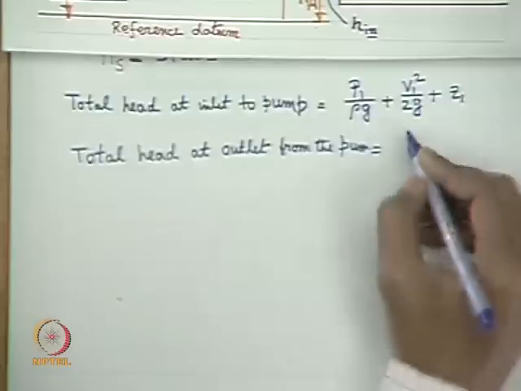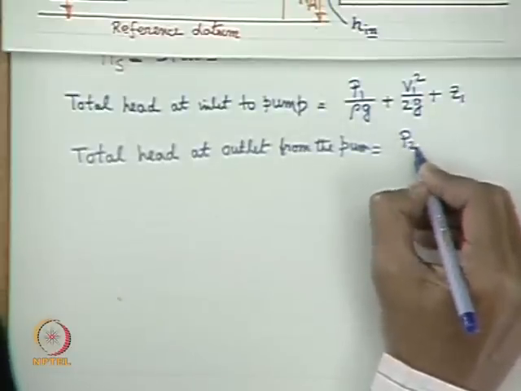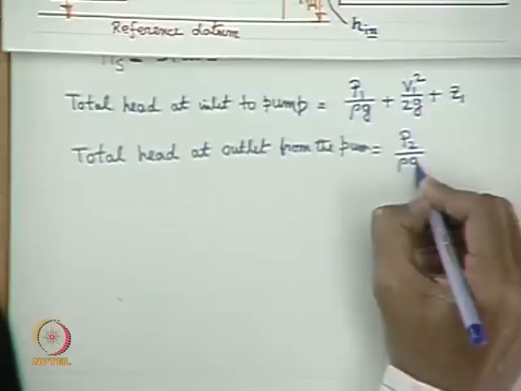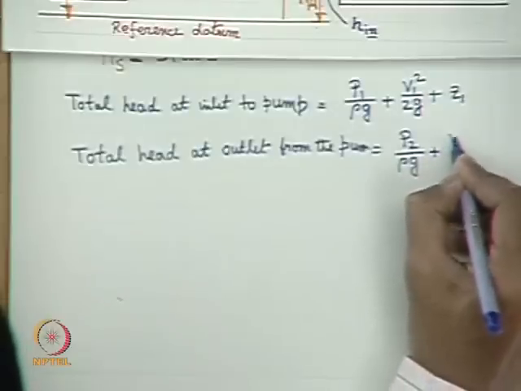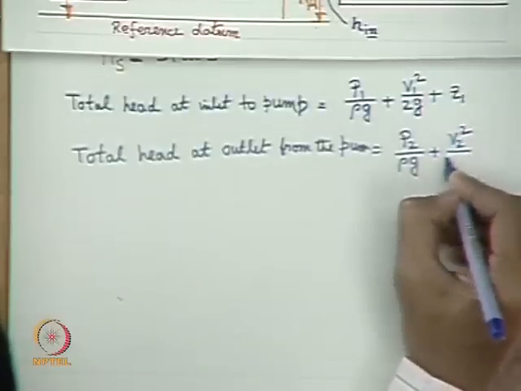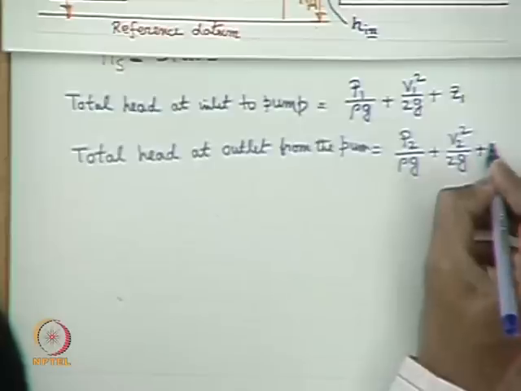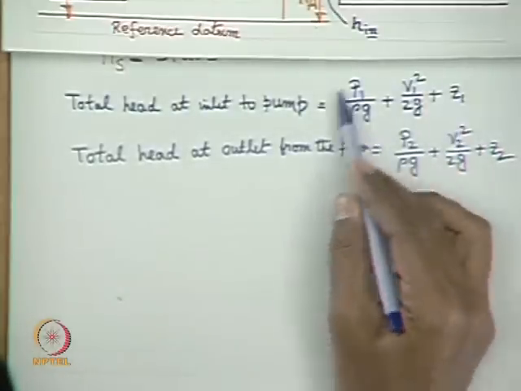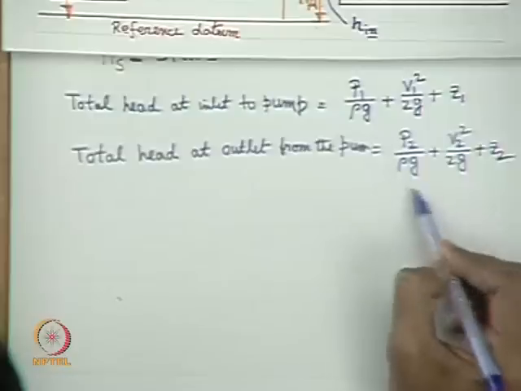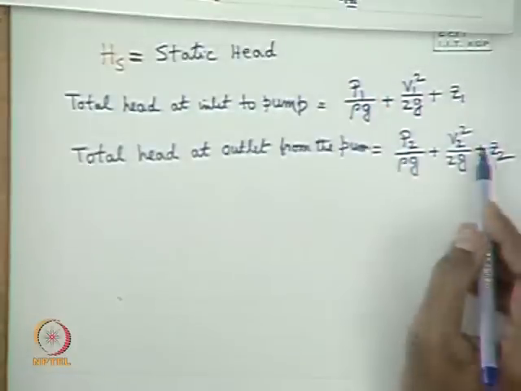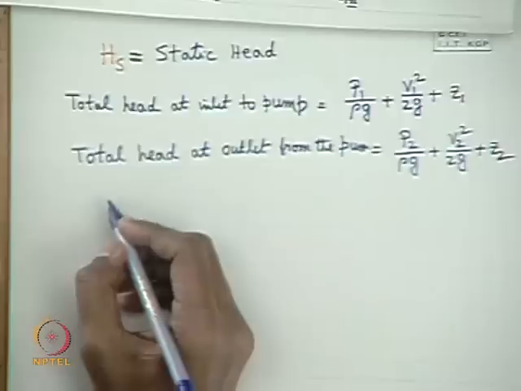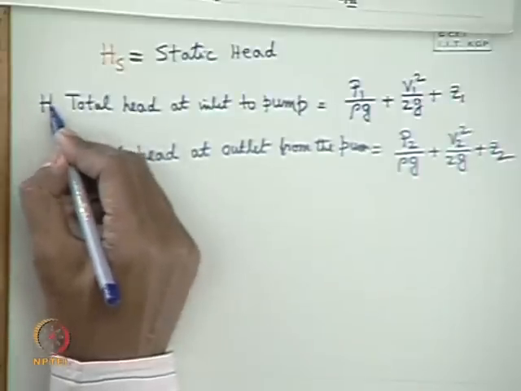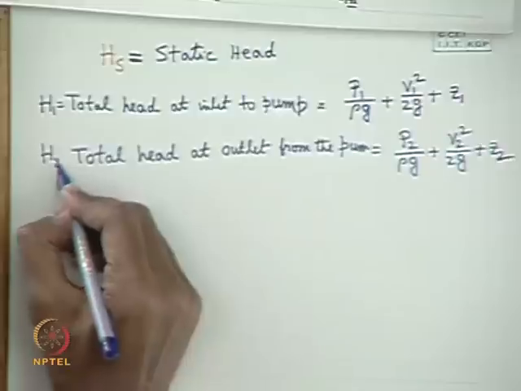So therefore, total head at the outlet of the pump is P2 by rho g plus V2 square by 2g plus Z2. So this is the total head, that means the total energy per unit weight at the outlet. So the difference of this, let this be denoted by H1, this is denoted by H2.